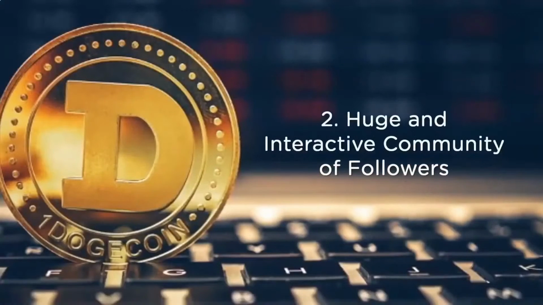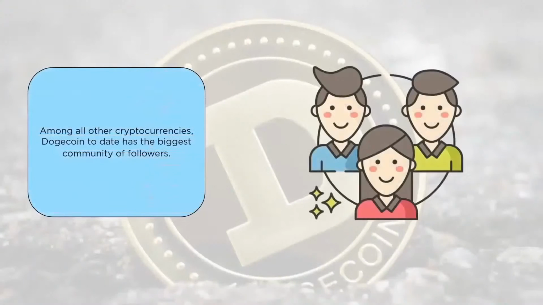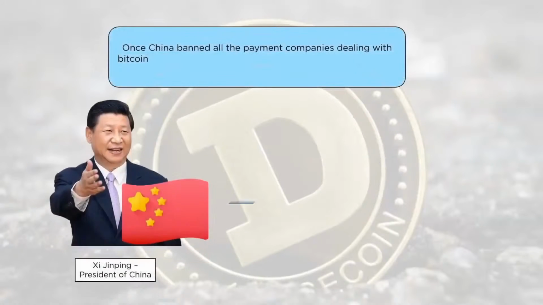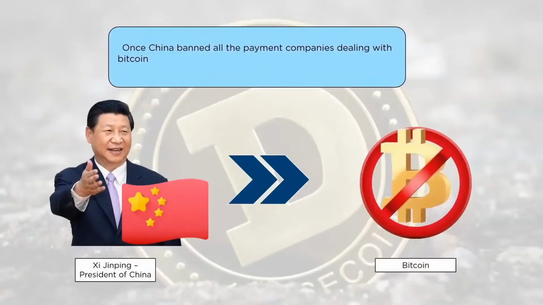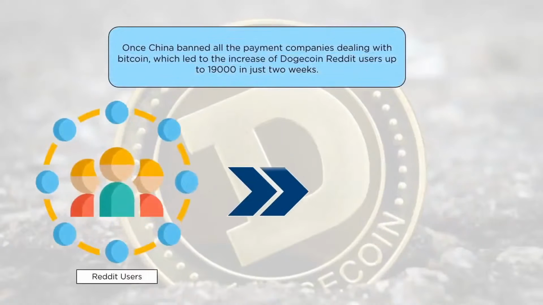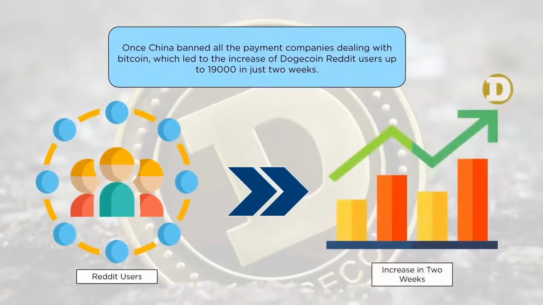Number 2. Huge and interactive community of followers. Among all other cryptocurrencies, Dogecoin today has the biggest community of followers. They genuinely believe that Dogecoin will rule the future, and this unity proved to be an advantage for Dogecoin. For instance, once China banned all the payment companies dealing with Bitcoin, which led to the increase of Dogecoin Reddit users up to 19,000 in just 2 weeks. Thus, the price of Dogecoin escalated to 300%.